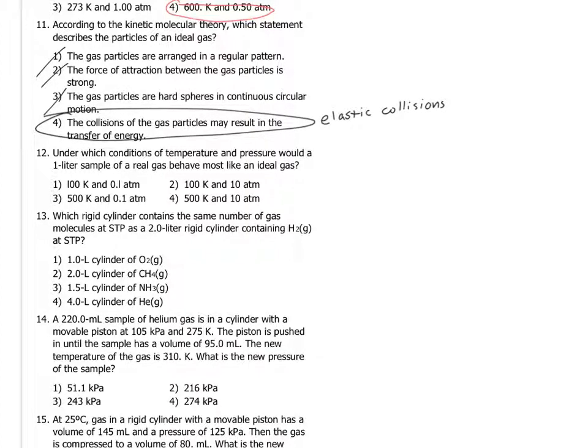So 12 is similar to number 11 and number 10. It's about ideal gases, and the best conditions you can put a gas under to make it behave ideally is to give it large temperature and low pressure. So of the choices I'm seeing, number 3 looks pretty good because it has a relatively large temperature and low pressure for the 4 choices.